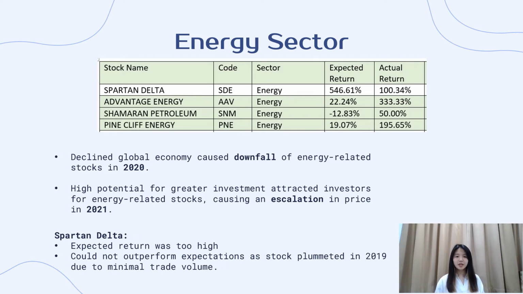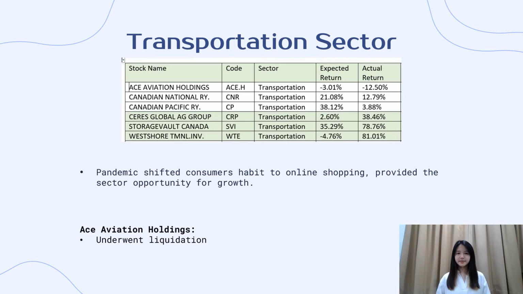However, Spartan Delta, which has the highest expected return, could not reach its expected price at the end of the year. This is because the expected return was too high, as its stock price in 2019 fluctuated sharply due to minimal volume traded. For the transportation sector, 3 out of 6 stocks outperformed the expectation.